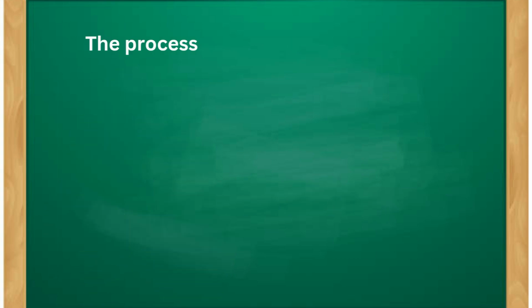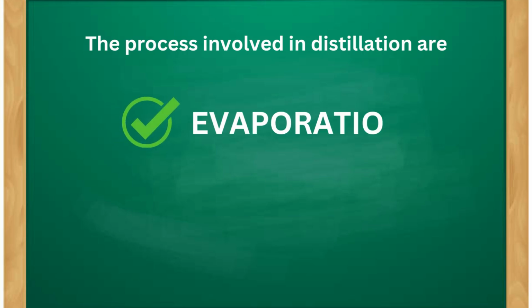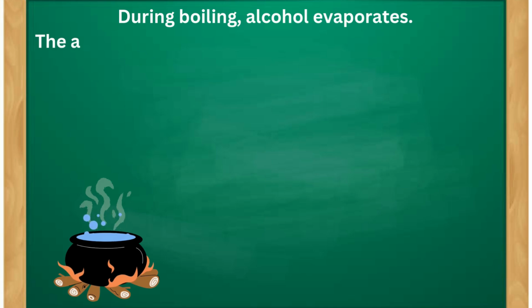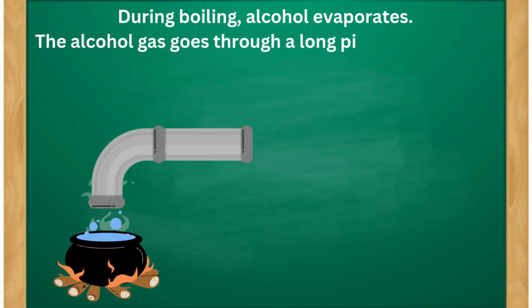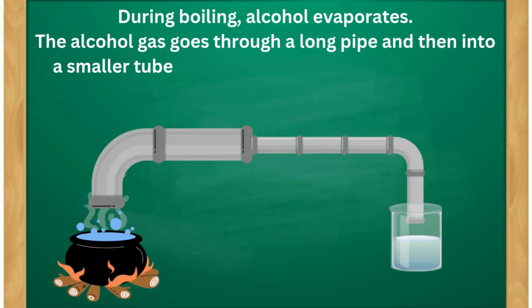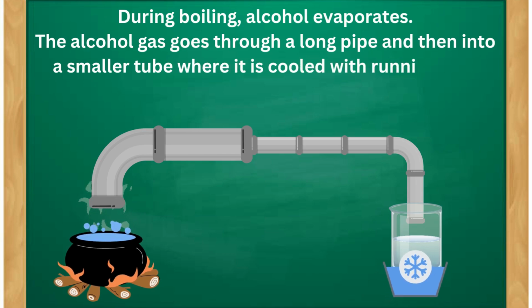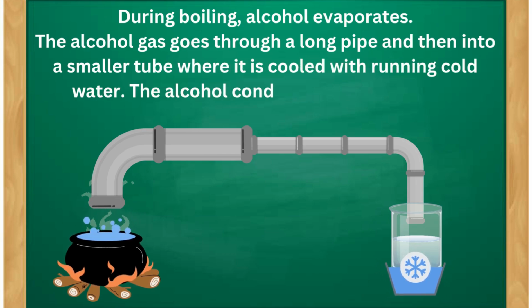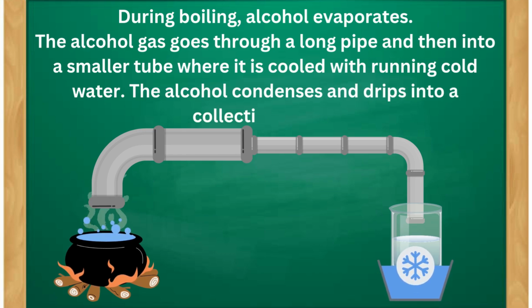The processes involved in distillation are evaporation and condensation. During boiling, alcohol evaporates. The alcohol gas goes through a long pipe and then into a smaller tube where it is cooled with running cold water. The alcohol then condenses and drips into a collecting vessel.